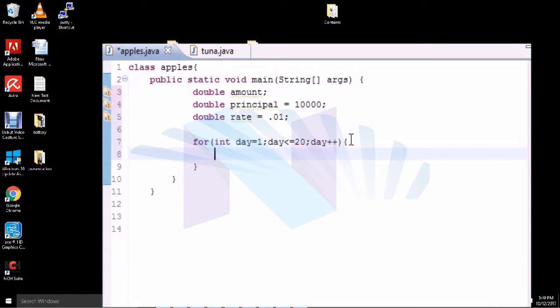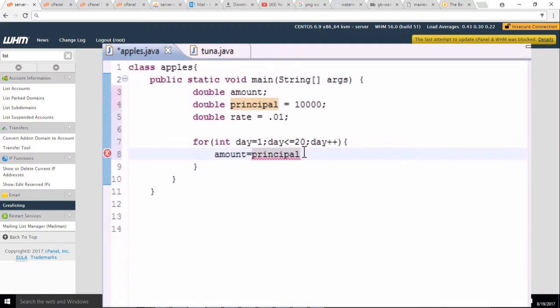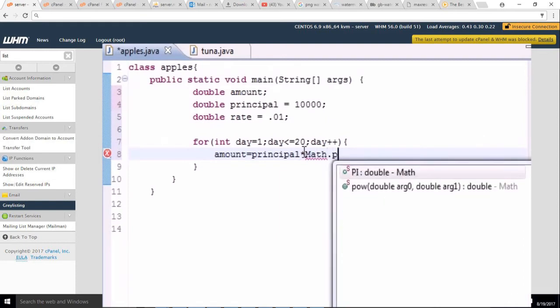Now let's get to the good stuff. We want to solve for amount, so that's what we're going to be setting it equal to, since we don't know what it is yet. But we do know what the formula is for it. It's principal, and make sure you type these right, principal, times something to the power, and this calls for an outside method. That's Math.pow. You can see right here that it takes two arguments. The first argument's what's in the parentheses, and the second argument's the exponent.